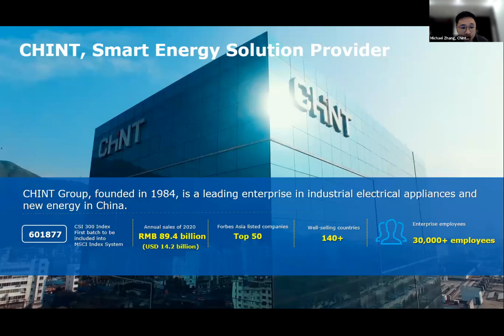Okay, the last one is the company profile. Here are some key numbers. The CHINT Group was founded in 1984. It's a leading enterprise in industrial electrical appliances and new energy in China. The annual sales of 2020 is around 14.2 billion US dollars, and we are listed as a Forbes Asia Top 50 company. We have over 30,000 employees all around the world.